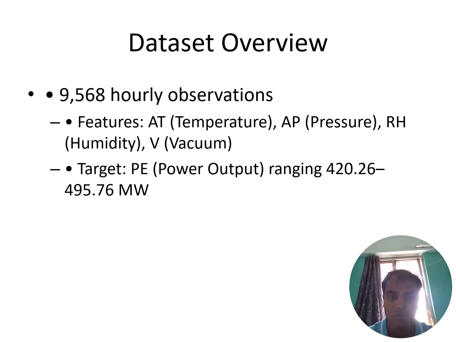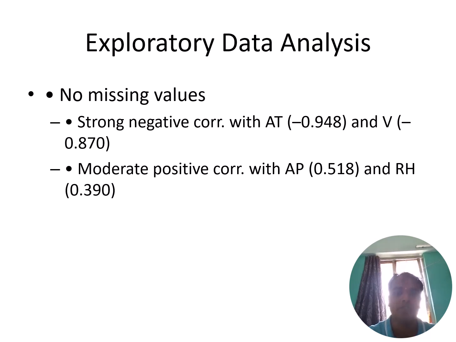So the overview of the data is that the data consists of 9568 hourly observations, and the features for the combined cycle power plant project which are going to be used are AT, that is temperature, AP pressure, RH humidity, and V is vacuum. And the target would be to predict the power output, and the power output values range from 420.26 megawatt to 495.76 megawatt.